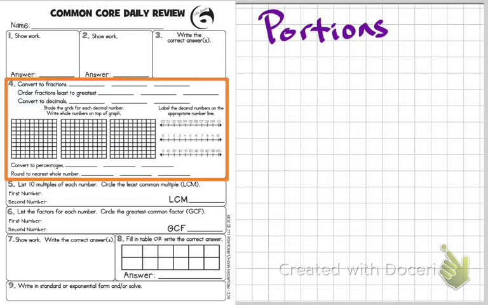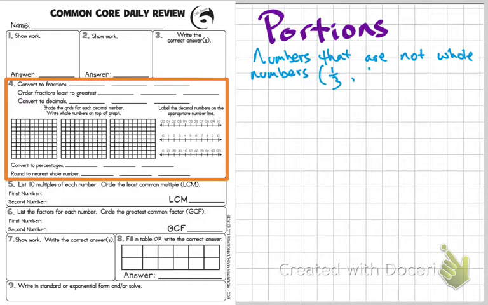When we describe portions, we are just talking about numbers, but these are numbers that are not whole numbers. So I'm writing that down now. We're just talking about numbers that aren't whole numbers. And so some examples of numbers that aren't whole numbers might be something like 1/3, or might be something like 4.5 or 3/5, or even 61%. All of those numbers are examples that aren't whole numbers.